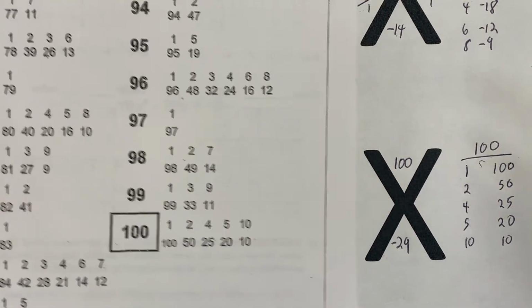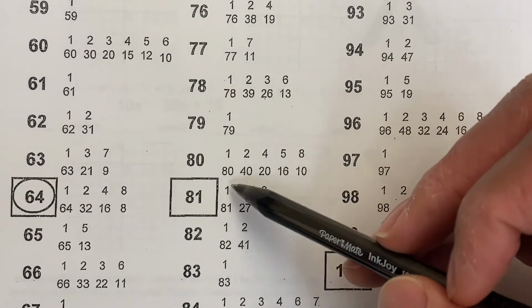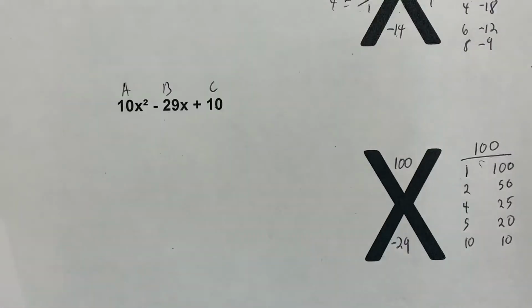I wonder if this factor sheet holds other secrets, like a square around 81 and a square around 64 and all the other perfect squares. It's a thing. We did it on purpose.